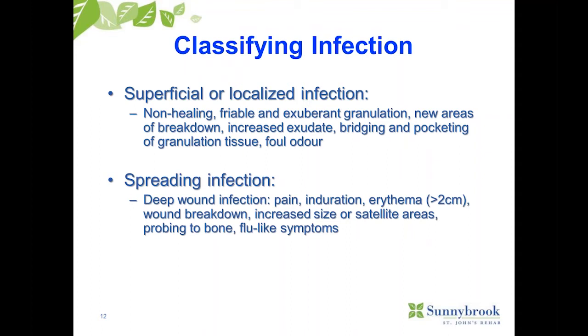If you're getting a deep wound infection, well, it's all the classical signs of infection. There'll be increased pain, you'll see swelling, erythema that extends beyond 2 centimeters from the border of that wound, wound breakdown, or the wound is getting larger. If it probes to bone, well, you've got a very deep wound. Think about osteomyelitis, but for sure think about deep wound infection. And you may start to feel a little bit of malaise. This type of infection is usually treated with systemic antibiotics, either oral or IV.